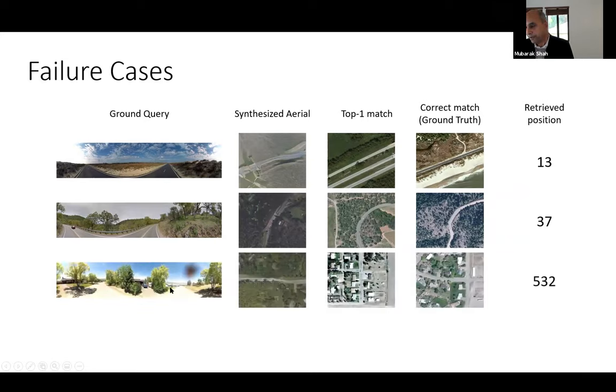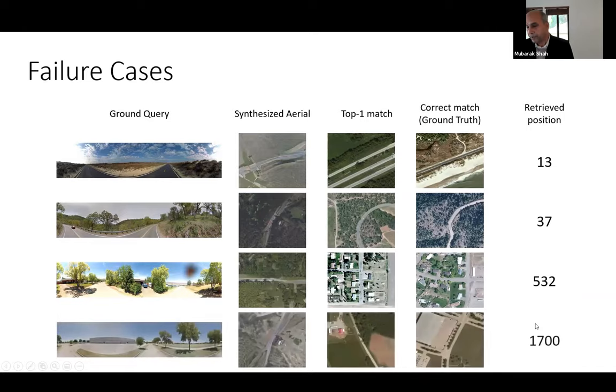Also here, in this one, you don't see any houses. We got synthesized images like this, but this one is the ground truth, which is houses, the top one. So we got the wrong one here, something like that. Then we want to do the actual geolocalization on the Orlando Pittsburgh data set.